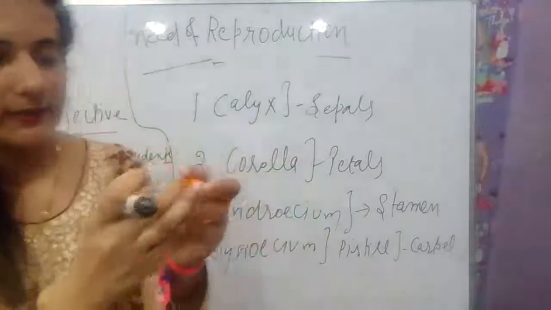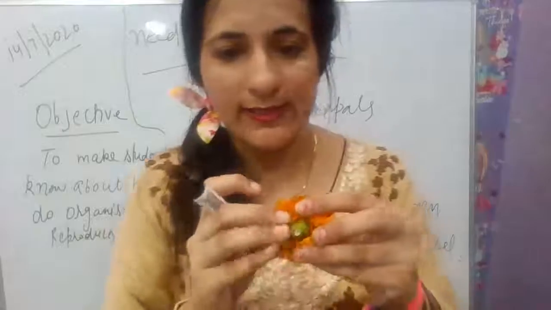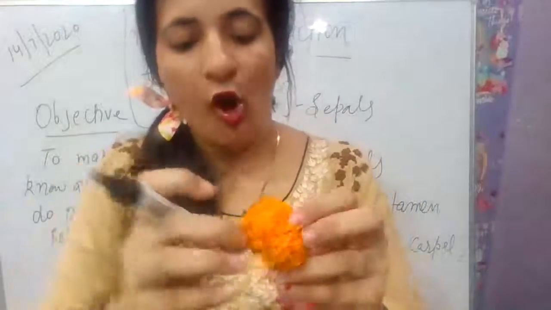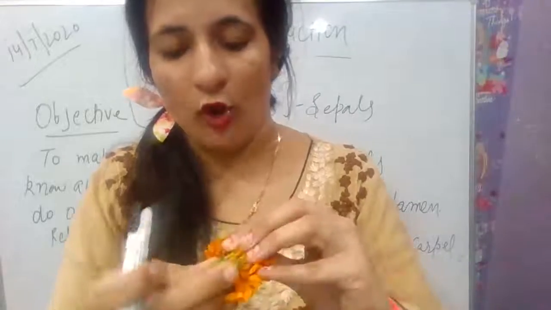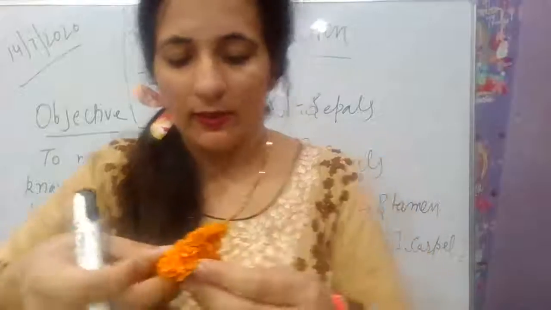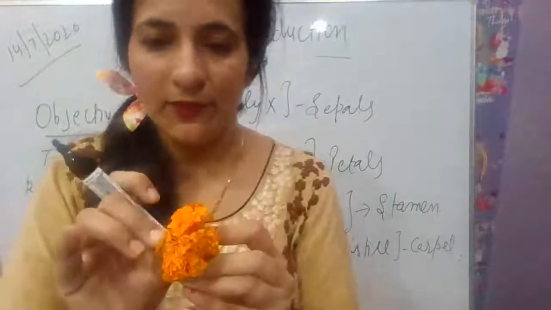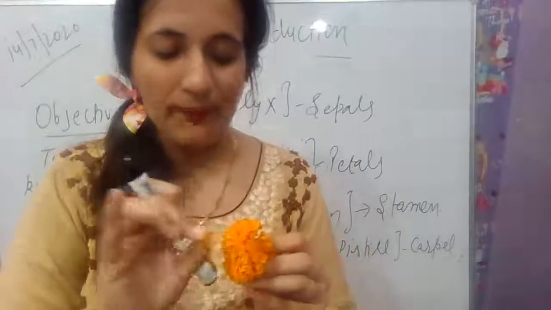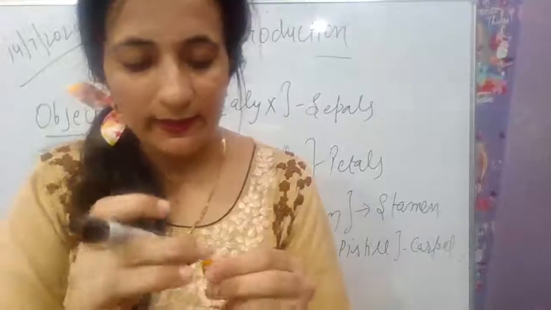It is what? Thalamus. Or you can say peduncle. This is a thalamus where all the parts of the flower are inserted. ठीक है. Now these are what beta? These are what? Petals. ठीक है.